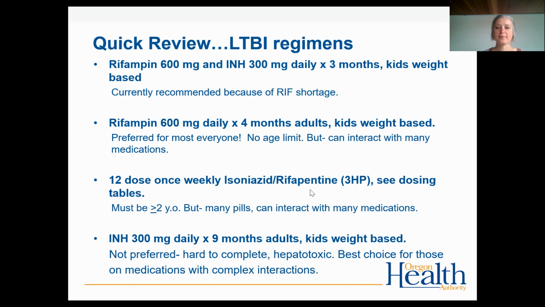Another good fast regimen is the 12-dose once weekly INH and rifapentine regimen. And there are dosing tables for this. The person must be older than 2 years old. The things that are kind of problematic with this regimen is that there are a lot of pills, and also it can interact with many medications because of the rifapentine.